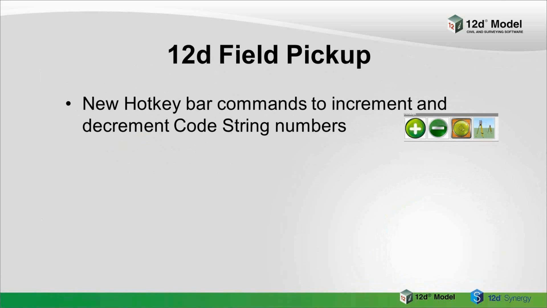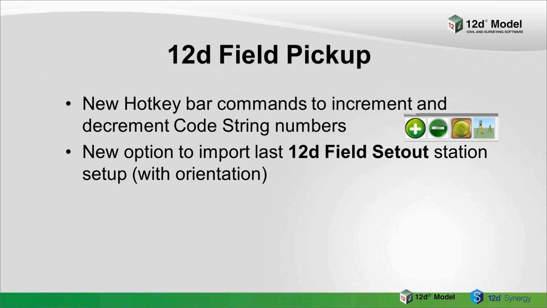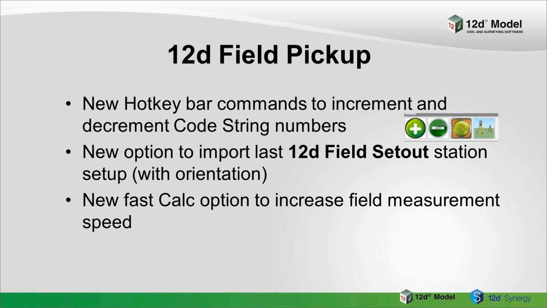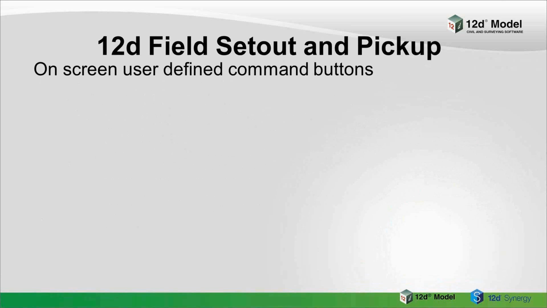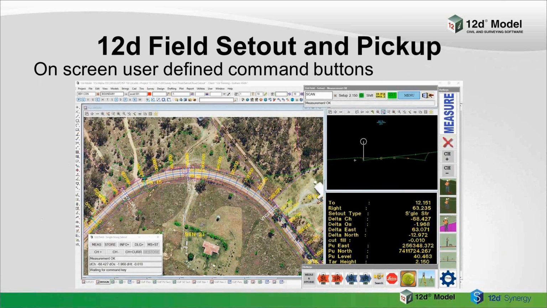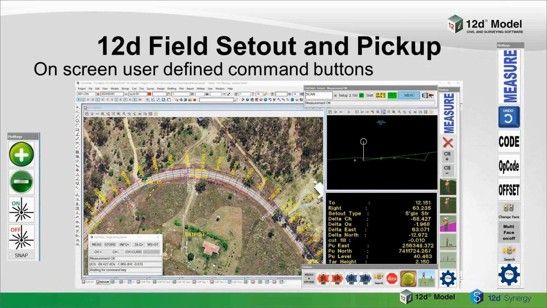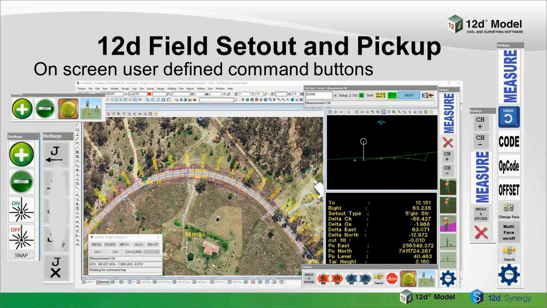With pickup, you've got lots of other things happening, but also these bigger keys for incrementing and decrementing. In fact, also the 12D field set out, you can use its station set out within 12D field pickup, so they're coming together much more. And there's a new fast calculation, so out there it's much faster in the field if you've got a slow computer. On-screen menus, again, they're coming more and more available, so you can define them and make big buttons and things to look at, just to make it easier on those sorts of tablets.